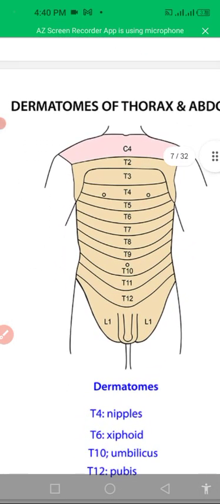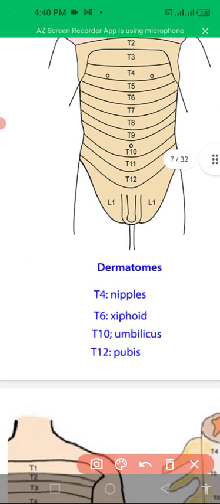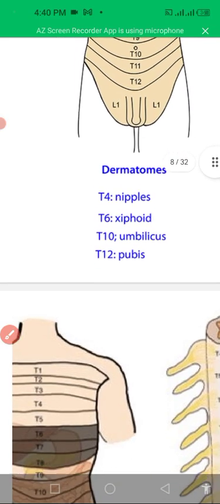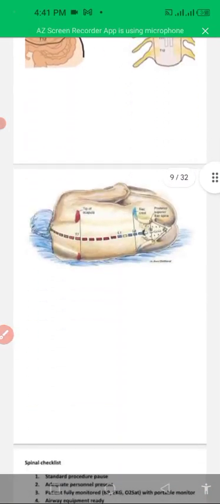As I already mentioned, when we perform a spinal tap at L3 and L4 or L4 and L5, our purpose is to block the structures that are below the T10 dermatome. So T10 is at the umbilicus, and then we have to do anesthesia of the lower limb. And now the dermatome of the nipples is T4, xiphoid is T6, umbilicus is T10, and pubic is T12. So this is very important to memorize in terms of anesthesia and the block which one is going to perform.